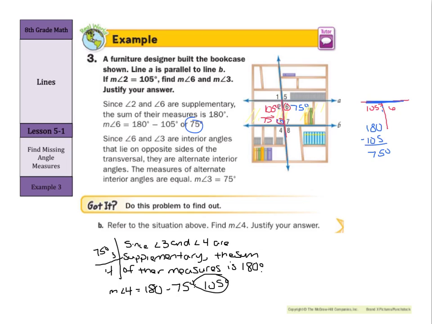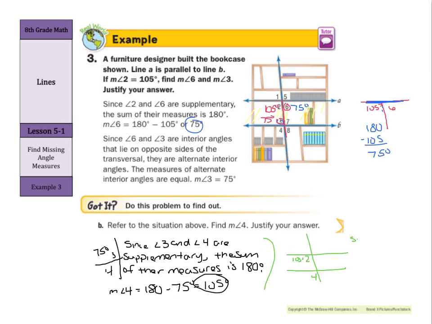Now there is another way you can solve this. If we just kind of re-sketch this out here, we have angle 2 and angle 4. Well, 2 is 105 degrees. Now 2 looks to be in the bottom left of this set of angles. 4 is also in the bottom left of this set of angles. So we can use corresponding.